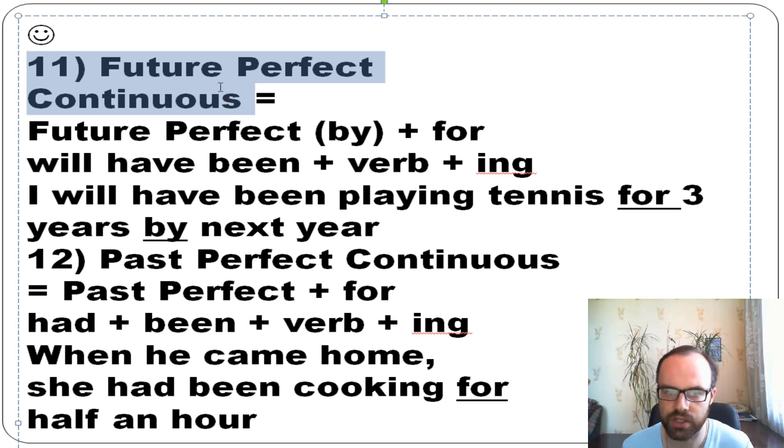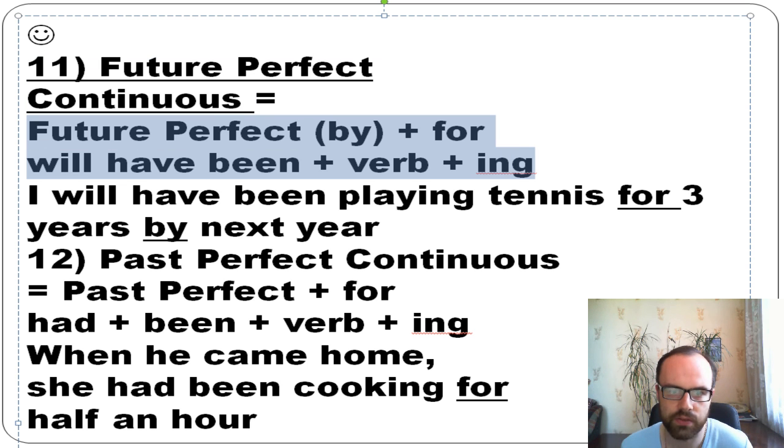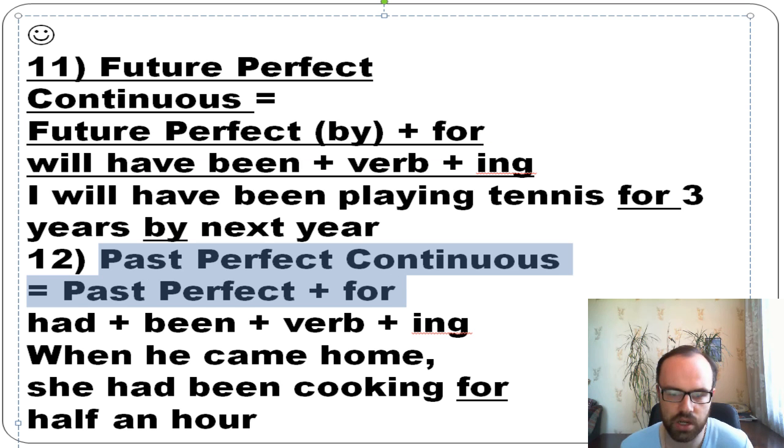Future perfect continuous and past perfect continuous. Okay, so future perfect continuous. It's like future perfect, but you need just to keep in mind that there is for and will have been plus verb plus ing. So I will have been playing tennis for 3 years by next year. And past perfect continuous. It's like past perfect, but we also have for: had been plus verb plus ing. So when he came home, she had been cooking for half an hour.